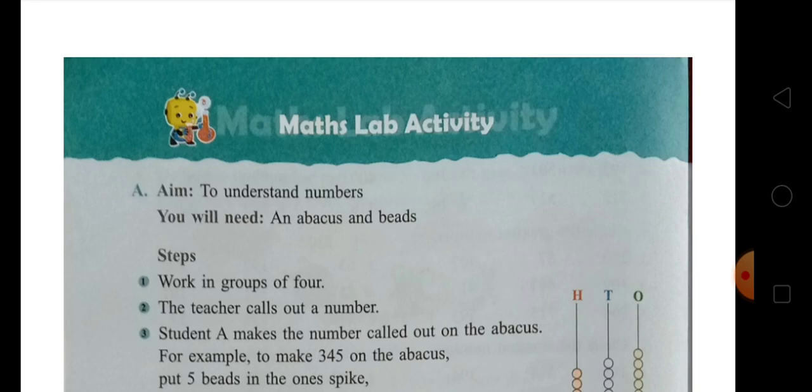Steps. Work in groups of 4. That means in one group there are 4 students. The teacher calls out a number. Any number is possible. Student A, the first student, makes the number called out on the abacus. For example, to make 345 on the abacus, put 5 beads in the ones spike, 4 beads in the tens spike, and 3 beads in the hundreds spike.